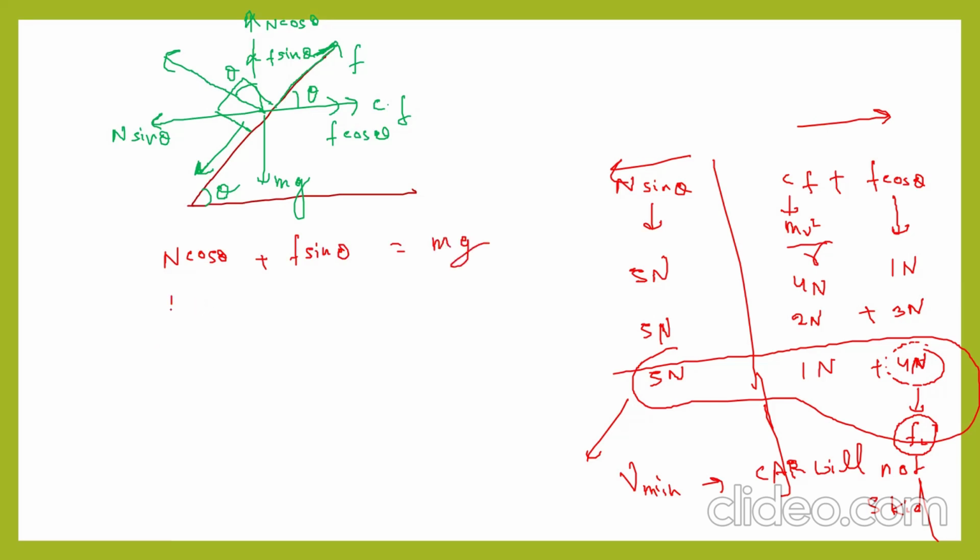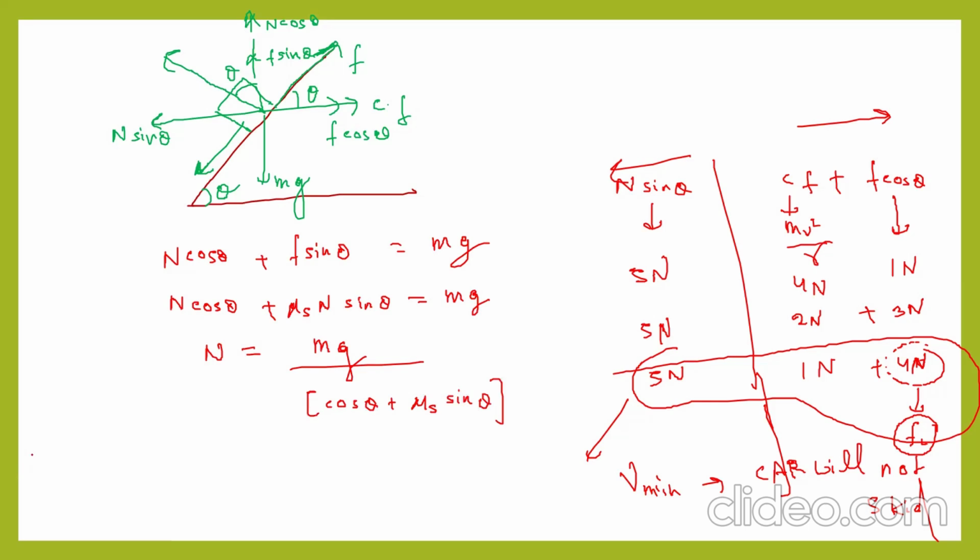Clear? Now, what is the limiting value of friction? It will be mu s N sin theta. Limiting value is this. Now, up to this, it can help. From here, N will be mg by cos theta plus mu s sin theta. Is it okay?